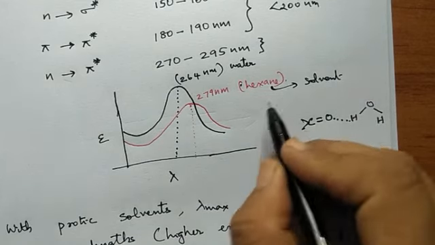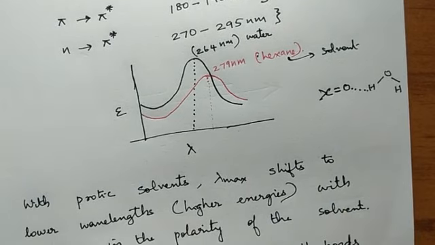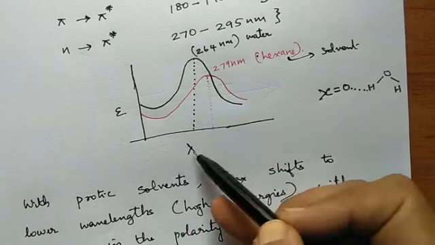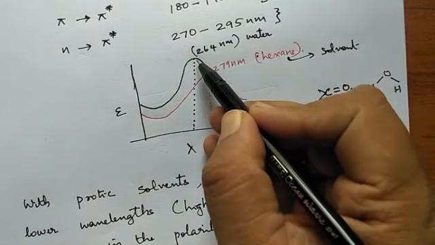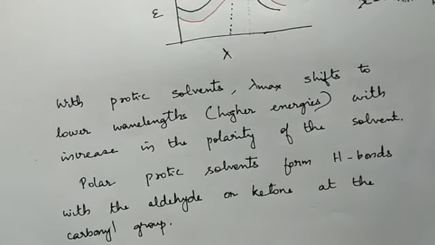In the case of hexane, it is aprotic, so no hydrogen bond is possible, and there is no reduction in the lambda max. When the lambda max is reduced, the energy will be higher. So acetone in water has higher energy than acetone in hexane. This is all about the UV spectra of acetone, and the question will come as such, and you are supposed to write only what is required.